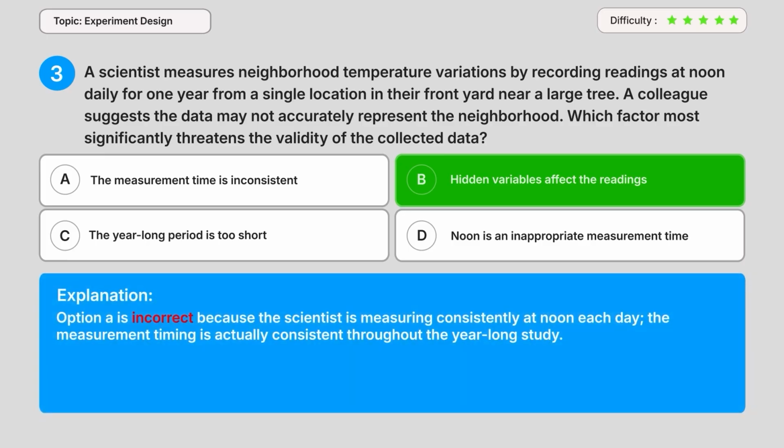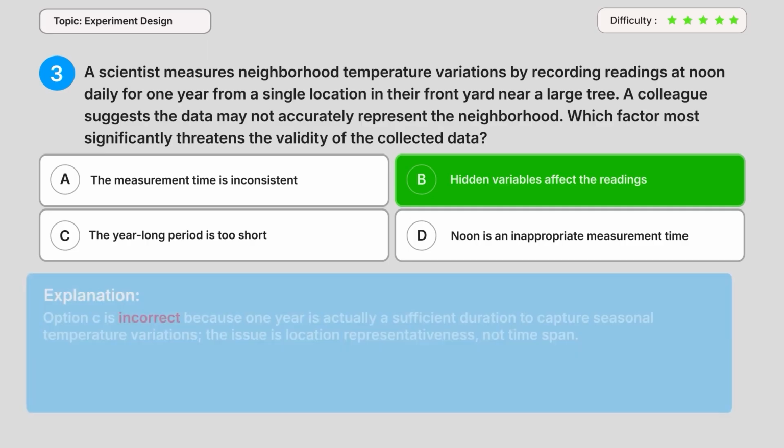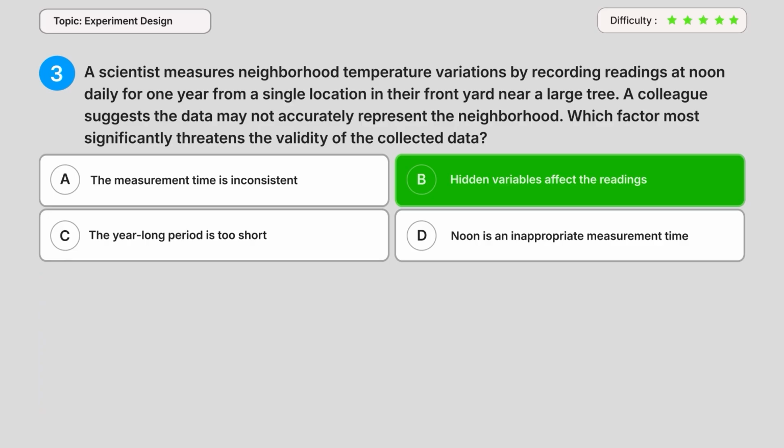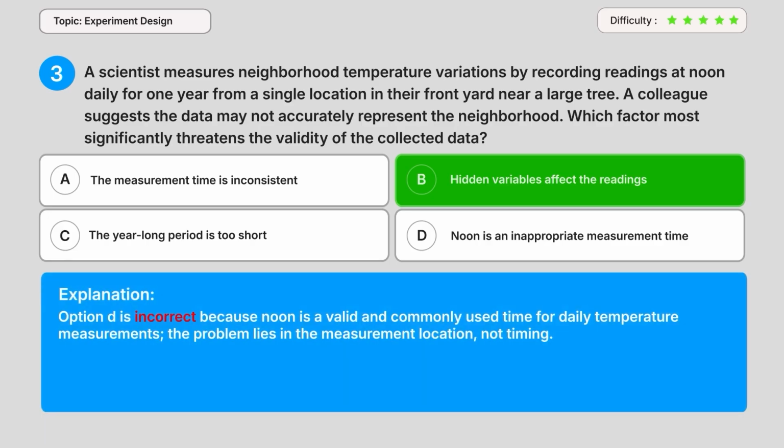Option A is incorrect because the scientist is measuring consistently at noon each day. The measurement timing is actually consistent throughout the year-long study. Option C is incorrect because 1 year is actually a sufficient duration to capture seasonal temperature variations. The issue is location, representativeness, not time span. Option D is incorrect because noon is a valid and commonly used time for daily temperature measurements. The problem lies in the measurement location, not timing.